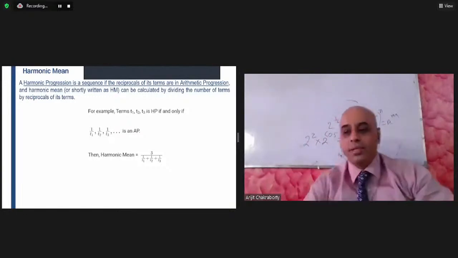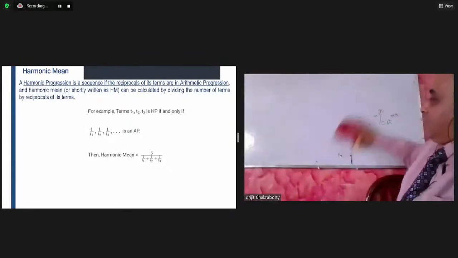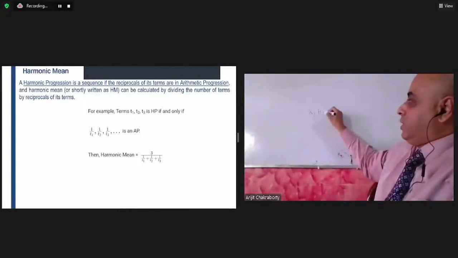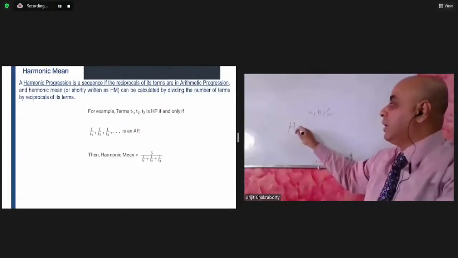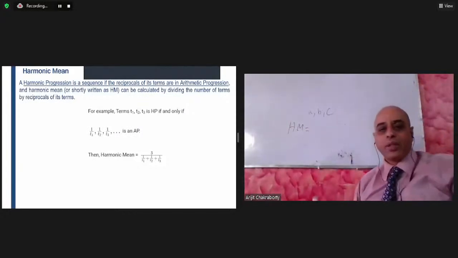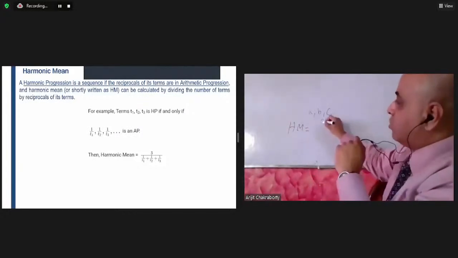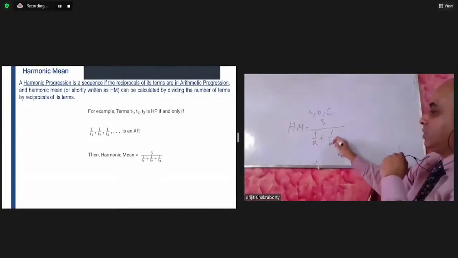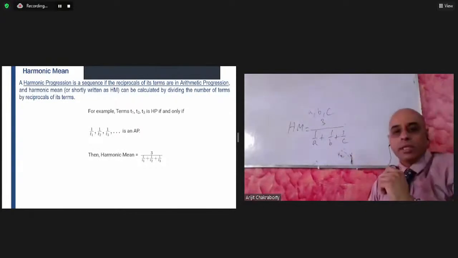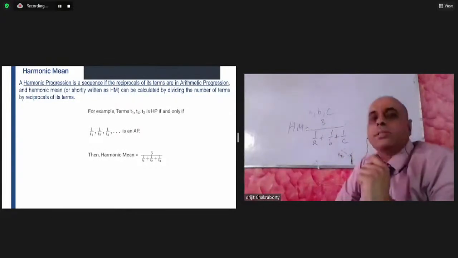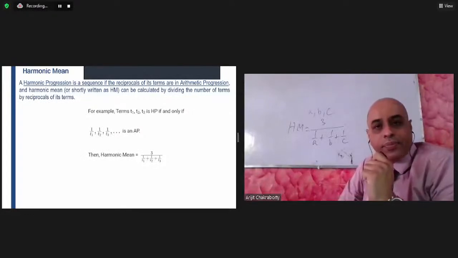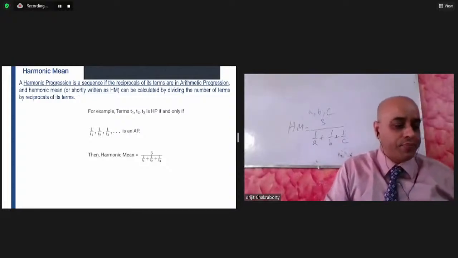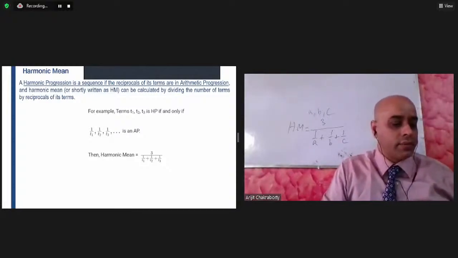Harmonic mean of 3 terms will be just like this. If there are 3 terms A, B, and C, the harmonic mean HM will be equal to 3, since 3 terms are there, so we put 3 in the numerator, and in the denominator we will have 1 by A plus 1 by B plus 1 by C. This is the harmonic mean of 3 numbers, 3 terms A, B, and C. This is HM, harmonic mean.